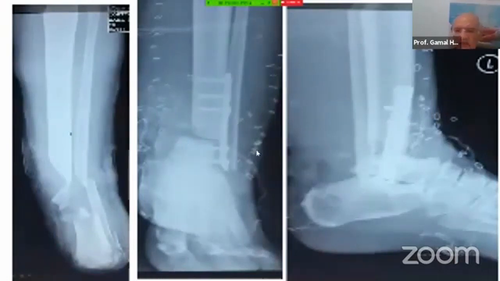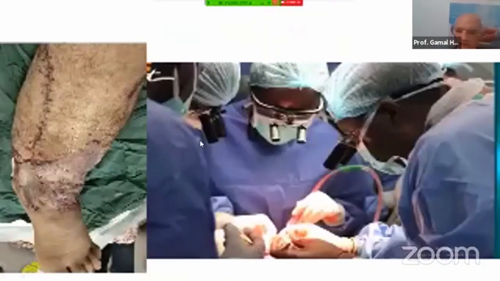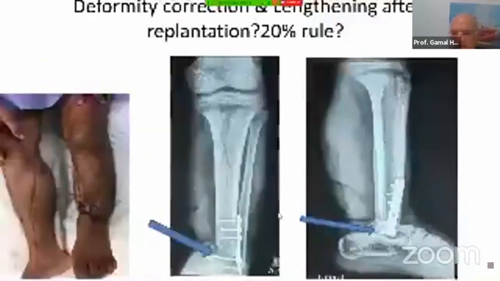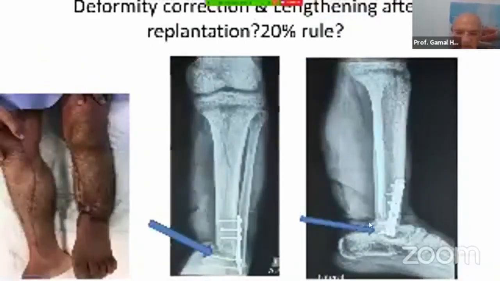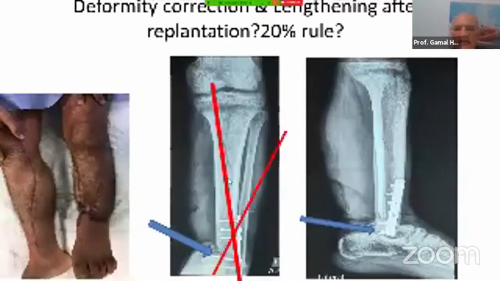And he was treated in Kenya, elsewhere, by replantation. Unfortunately, it did not work out and they came to us with this picture. Non-union, deformity. If you draw the axes, we have a deformity and shortening of 20 centimeters. We did a resection of this part and the correction of deformity, so we added 2 centimeters. We have 22 centimeters of shortening, and we did corticotomy, lengthening for 5 centimeters, 10 centimeters, 12, 22 centimeters.